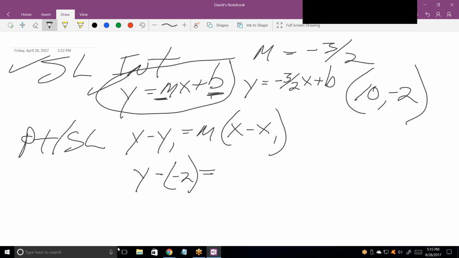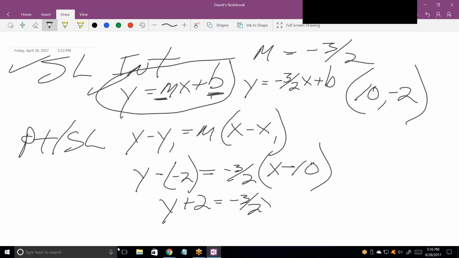So what's the rest of it? It equals -3/2 times x minus 10. Okay, now that's not an answer because we need the answer to be in slope-intercept. So y plus 2 equals -3/2 x plus 30/2.